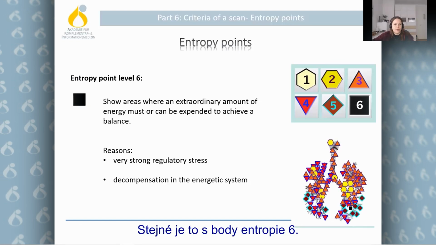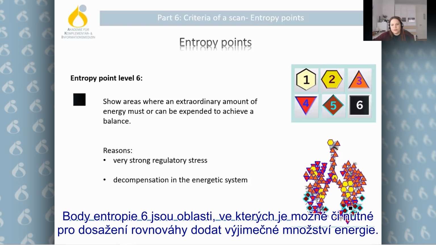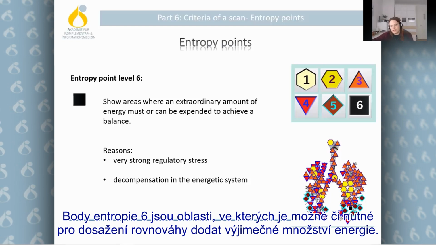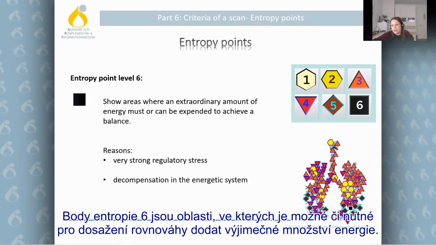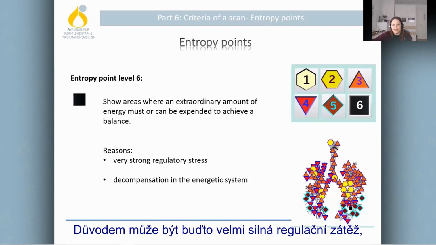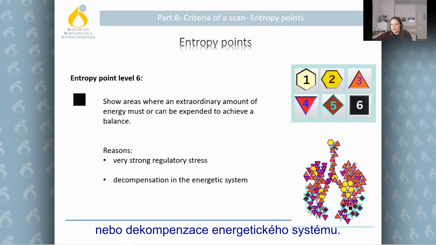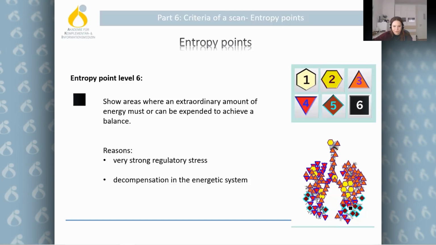The same with the entropy 0.6. So entropy point level 6 shows an area where an extraordinary amount of energy must or can be expended to achieve the balance. Reasons for this can be either a very strong regulatory stress or decompensation in the energetic system.